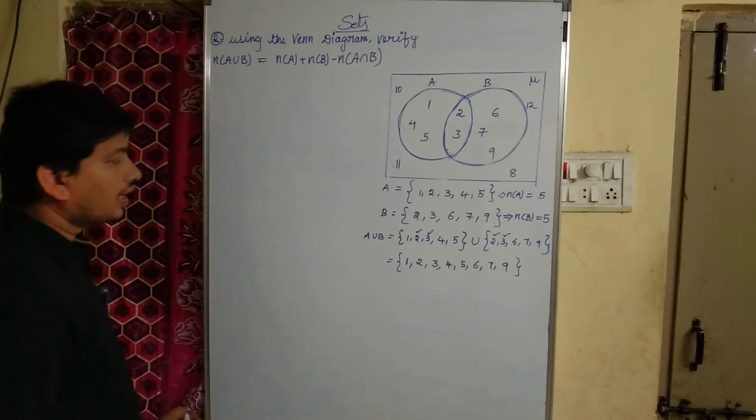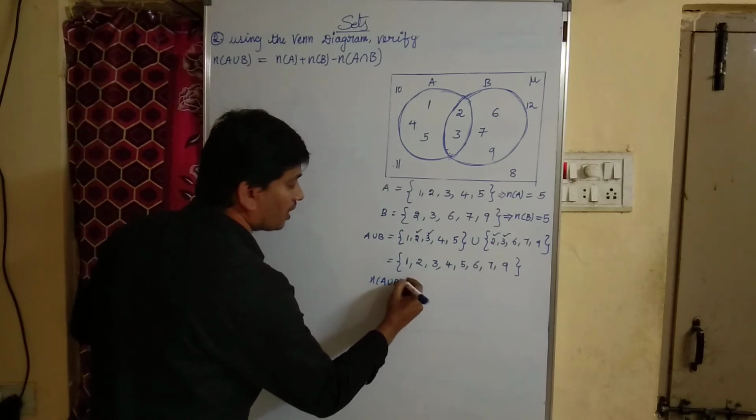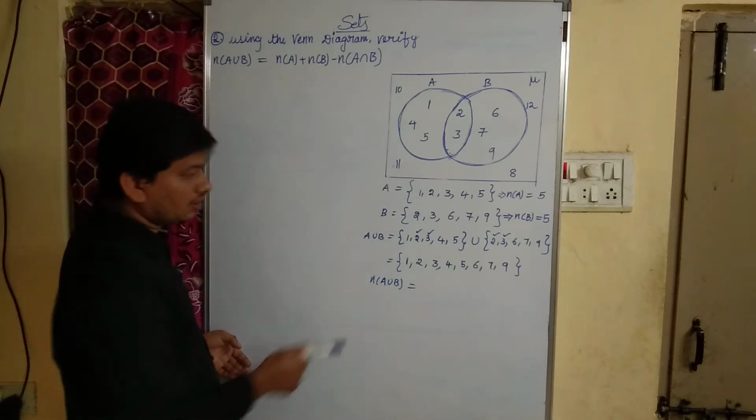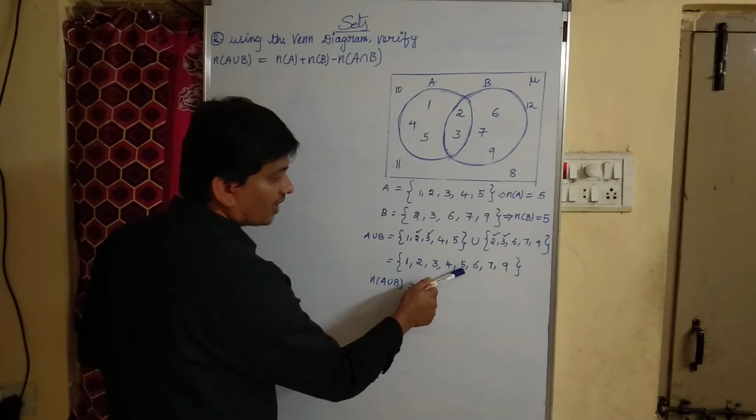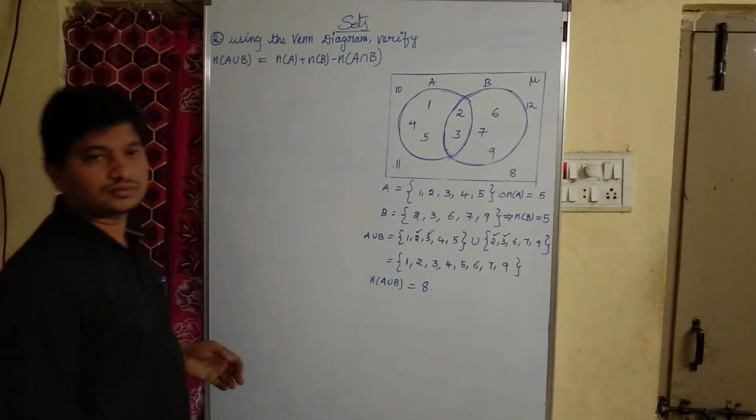Now coming to n of A union B. How many elements are there in A union B? 1, 2, 3, 4, 5, 6, 7, 8. N of A union B is 8.